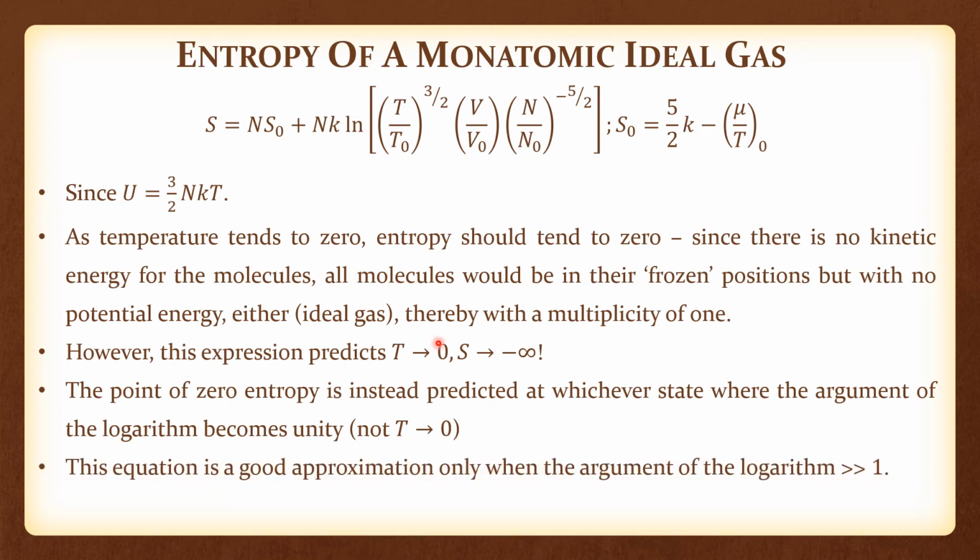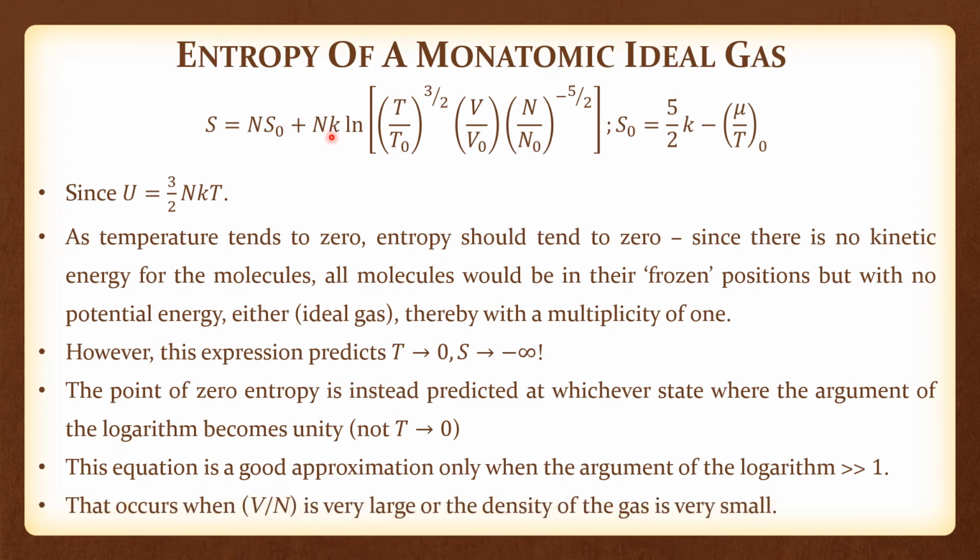So from this we can conclude that this expression of an entropy of a monatomic ideal gas is a good approximation only when the argument is much larger than 1. When you get close to 1, you start seeing deviations. And this of course would occur when V by N, so this is V by N power minus 3 by 2, N power minus 5 by 2.